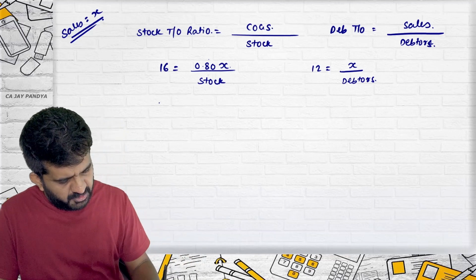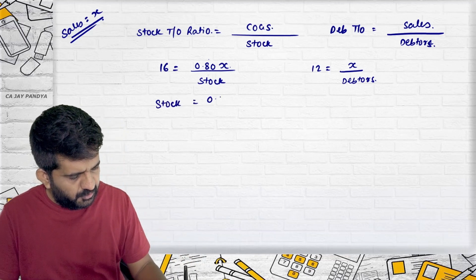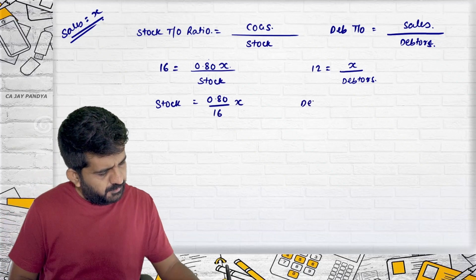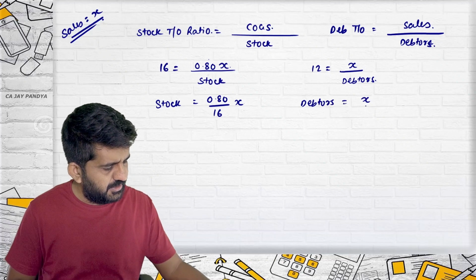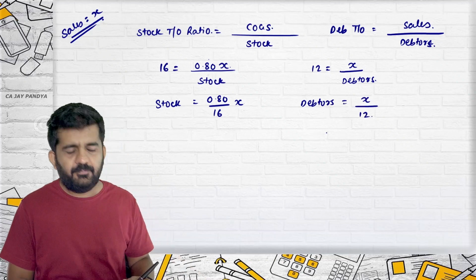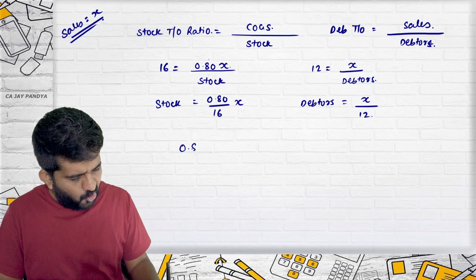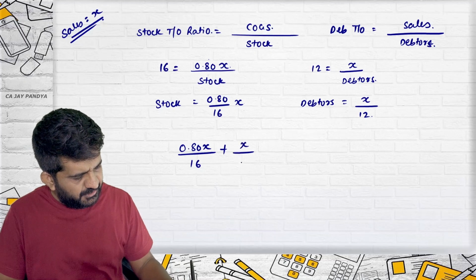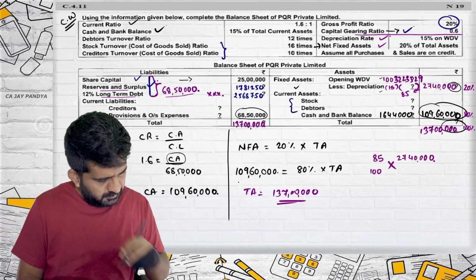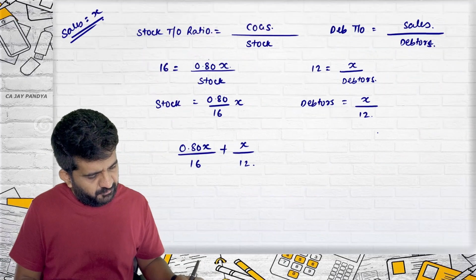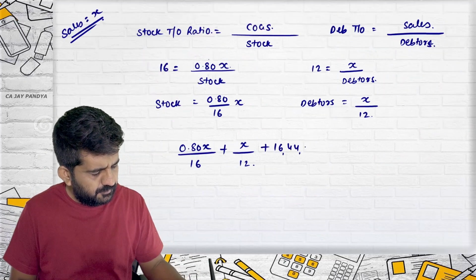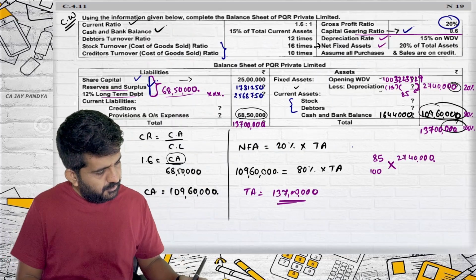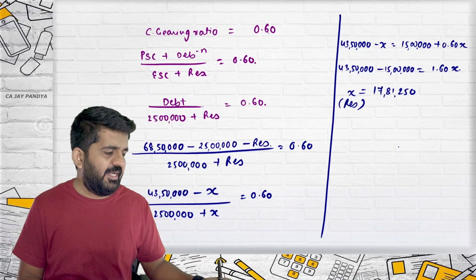Alright, so what is my answer of stock? It is 0.80X upon 16. And what is my answer of debtors? It is X upon 12. So can I write down stock plus debtors plus cash 16,44,000 is equal to total current asset. What is the answer of current asset? 1,09,60,000.